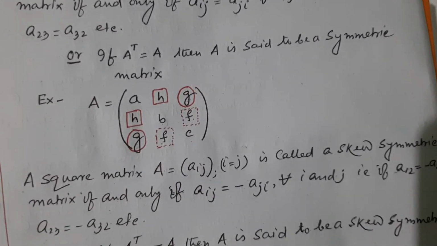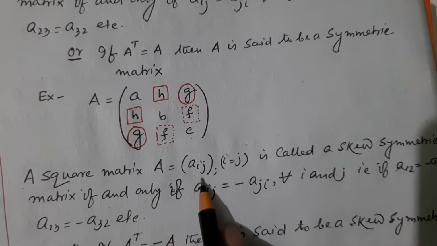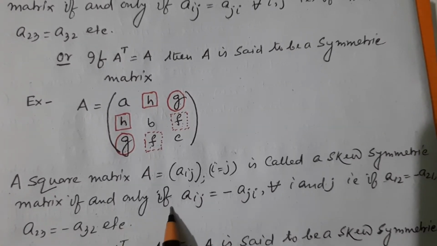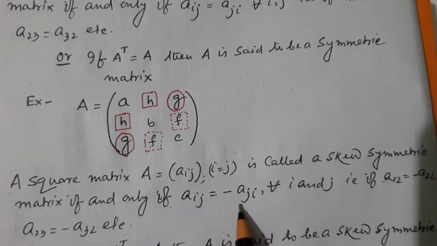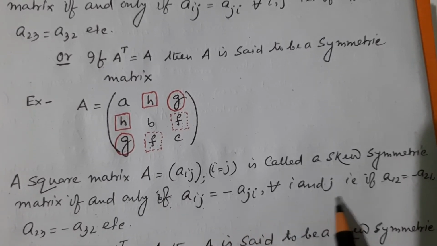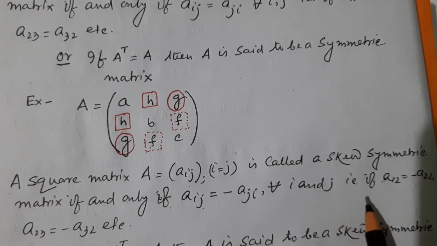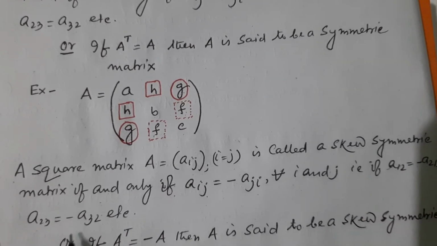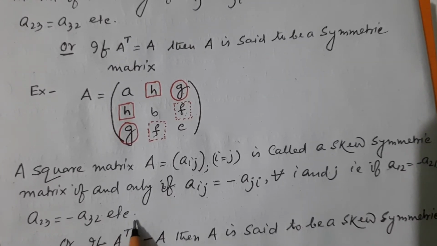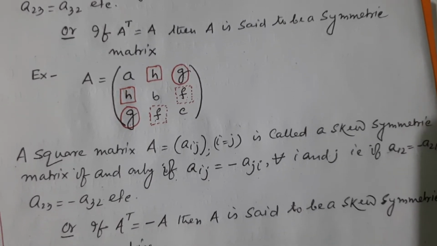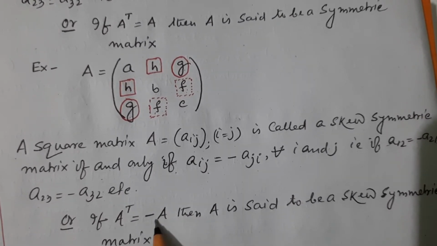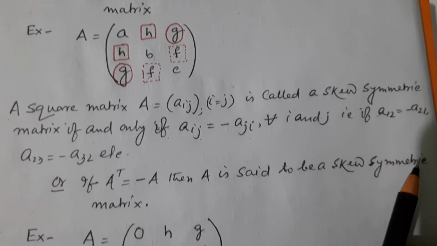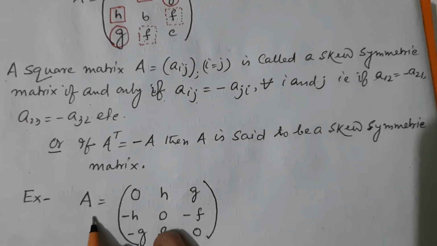A square matrix A equals [aij] is called a skew symmetric matrix if and only if aij equals minus aji for all i and j. That is, a12 equals minus a21, a23 equals minus a32, etc. Or we can say if A transpose equals minus A, then A is said to be a skew symmetric matrix.